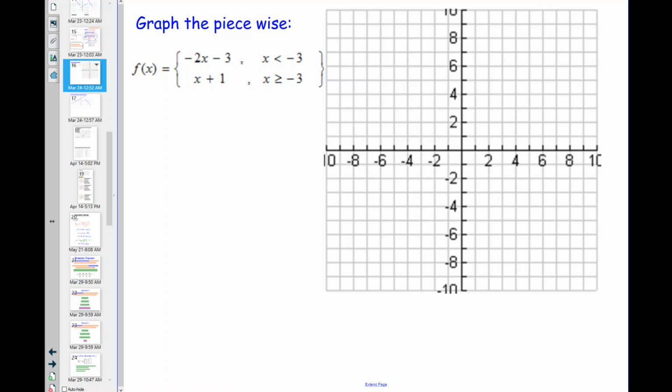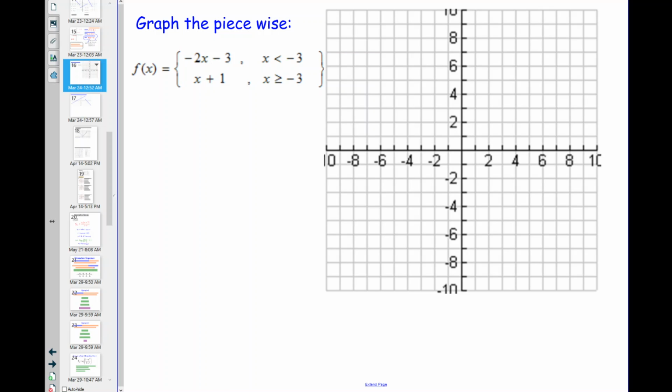All right. Graph the piecewise. How many pieces are there in this piecewise function? Four? Oh, dear. Two. There are going to be two pieces. And what word can you coincidentally use to describe both pieces? Linear. These are both lines.